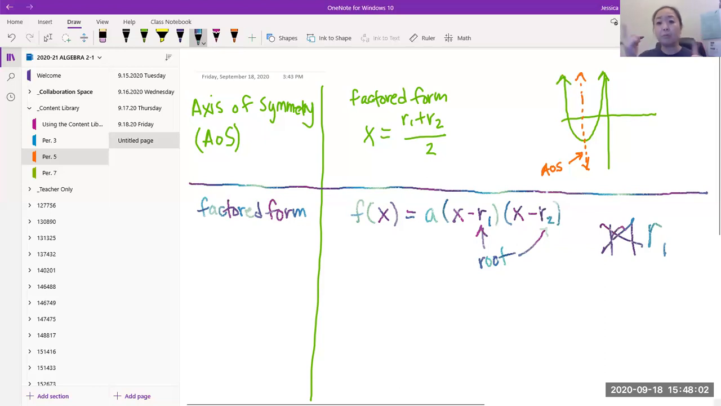So this is root 1 and root 2. So you kind of know that they're not the same. It's not the same person. It's not the same root. There are 2 distinct roots. But they're both roots, so you want to keep that r there, but then we have that sub 1 and the sub 2 just to make that distinction.